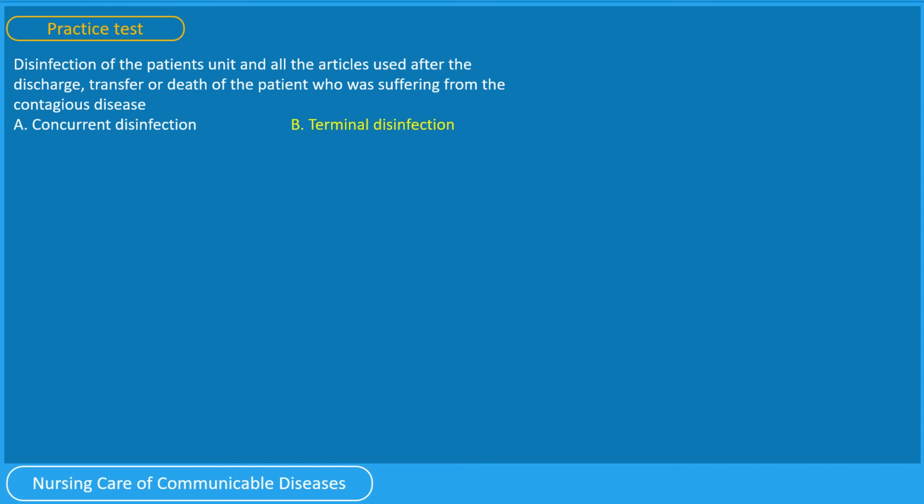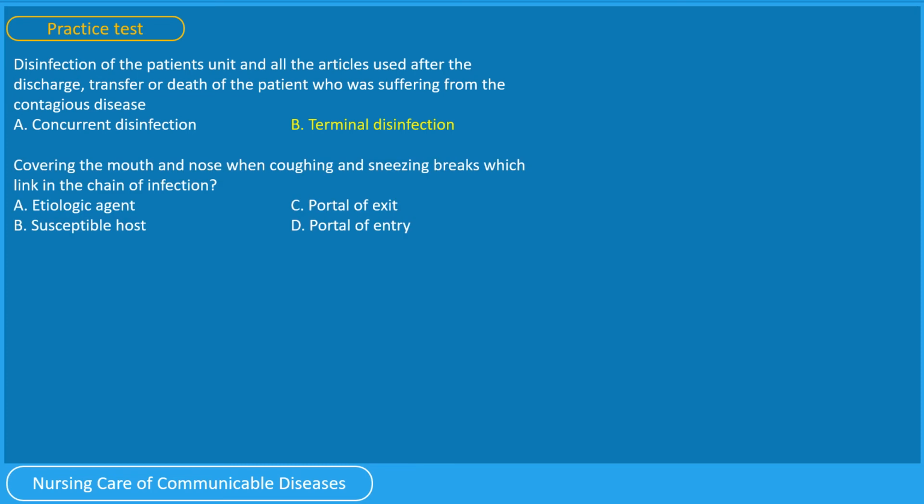Terminal disinfection. Covering the mouth and nose when coughing and sneezing breaks which link in the chain of infection? Is it A, etiologic agent, B, susceptible host, C, portal of exit, or D, portal of entry? You have 5 seconds. If you answered C, portal of exit, you are correct.